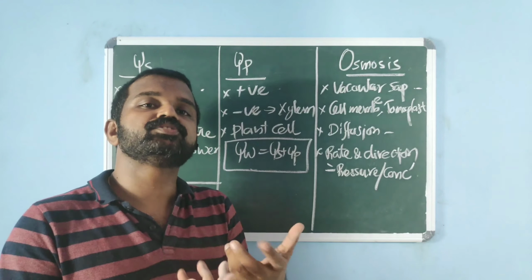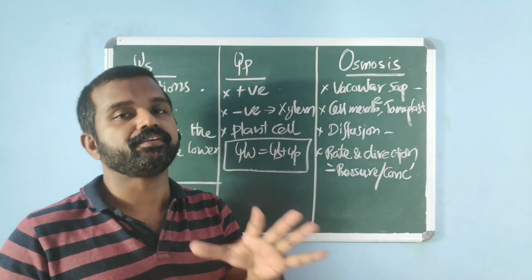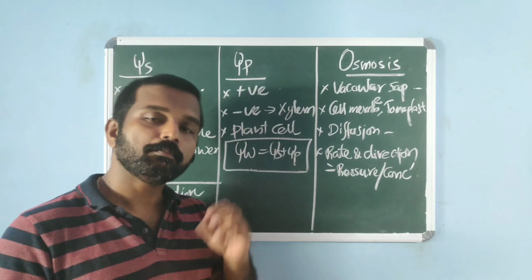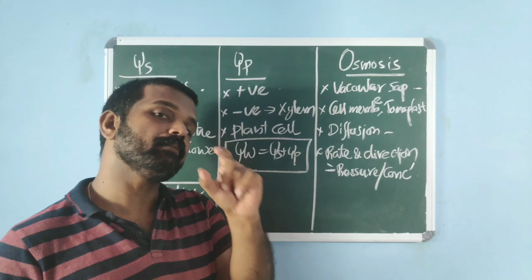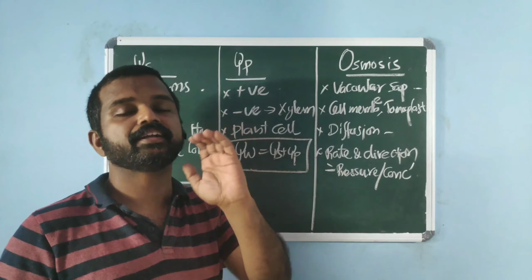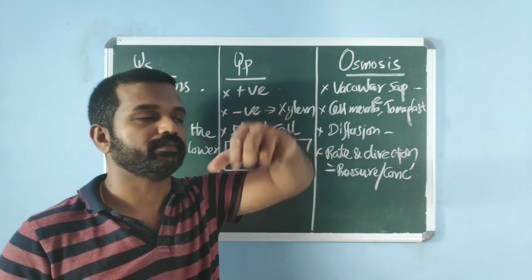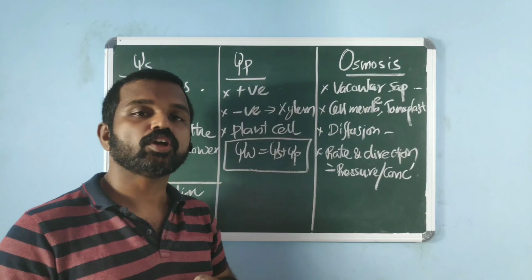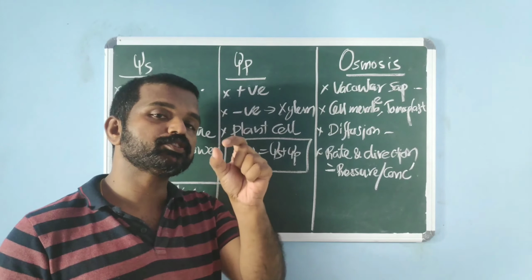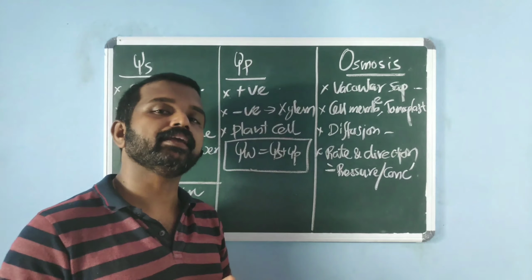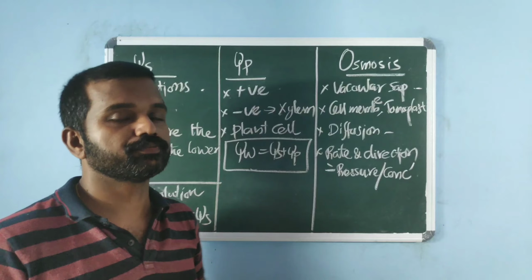Pressure that develops in a plant cell due to the entry of water is usually positive. But negative pressure potential plays an important role in the upward conduction of water and minerals through xylem by transpiration pull. If we consider psi W, the water potential of a plant cell, it equals psi S plus psi P. These are the two determinants.